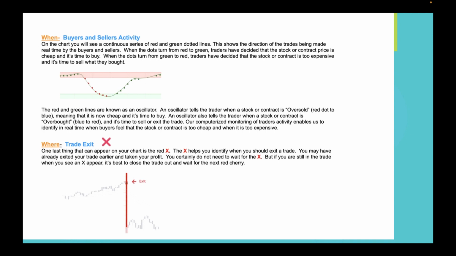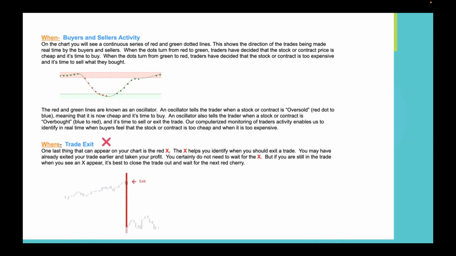What do I always say? I say take profit often. You may have already exited your trade earlier and taken your profit. So just to reiterate that, I know reading this does not sound so flowy. It just helps you identify an opportunity to get out and take your profit, right? And if you choose not to get out on the X, then there could be danger at the end of that rabbit hole. You've got to be ready to hold it or fold it.